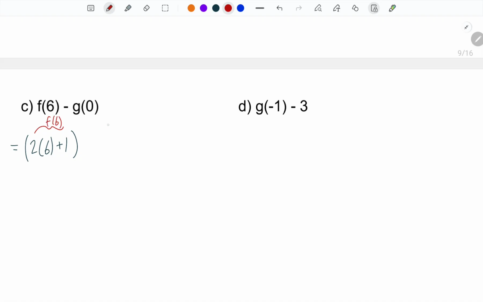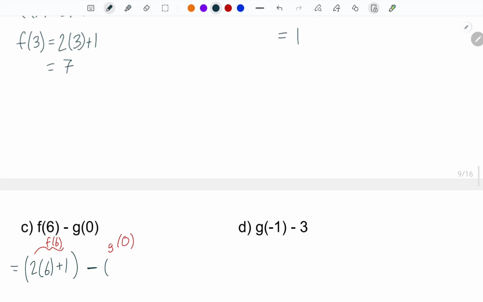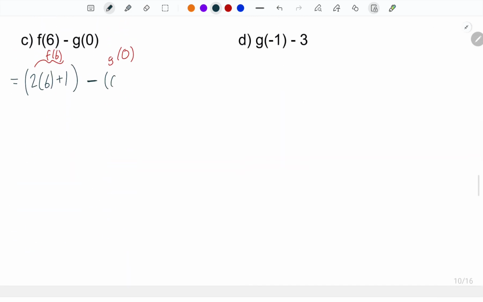And then we want to subtract g of 0, so let's just write g of 0 beside it, and then we'll subtract it. And g of 0, well, g of x was x minus 2 squared, so now it's just going to be 0 minus 2 squared. And now we can just separately calculate them. 2 times 6 plus 1 is 13 minus negative 2 squared. And just be careful about the negative 2. That's going to become positive. And so in the end, you get 9.